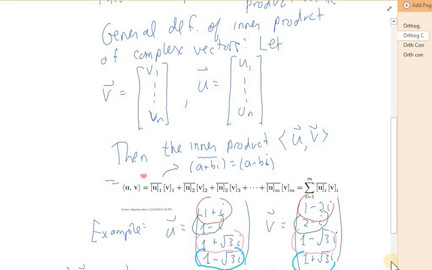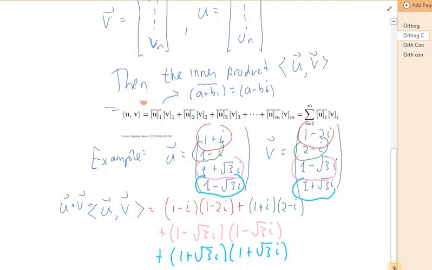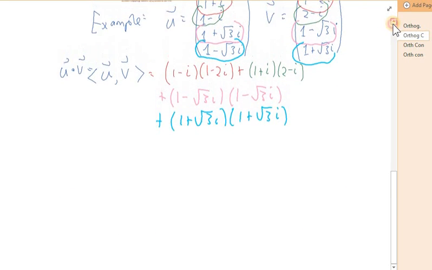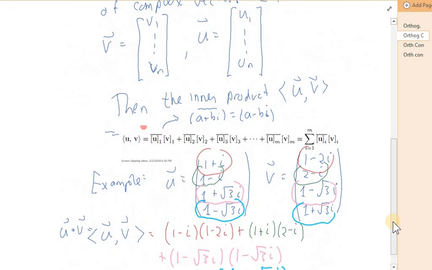Again, this may be somewhat unmotivated, but just bear with me right now. Just take that as a definition: the complex conjugate of a complex number is the number with the imaginary part negated. Okay, there we go. All right, so here's an example. Here I have u equals 1 plus i, 1 minus i, 1 plus square root of 3i, 1 minus square root of 3i. And v is 1 minus 2i, 2 minus i, 1 minus square root of 3i, 1 plus square root of 3i.